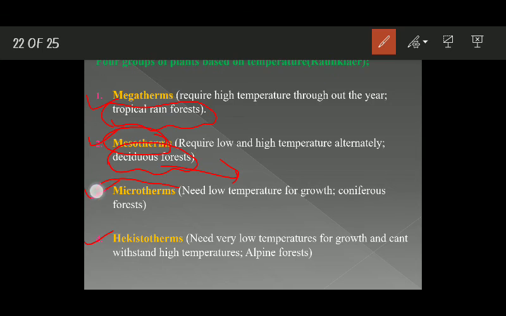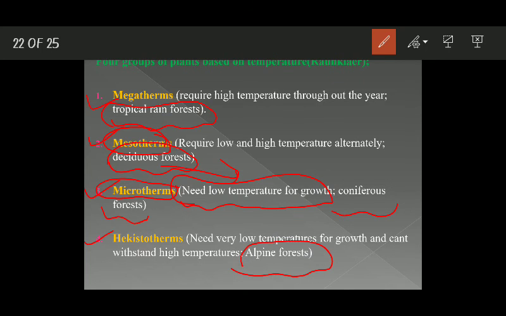Then we have microtherms. These plants need low temperature for growth, and the example is coniferous forests. The coniferous forests need a constant low temperature for their reproduction and survival, and they are known as microtherms. And finally, the hekistotherms. Hekistotherms need very low temperatures for growth, and they can't withstand high temperatures. The example is the alpine forests.